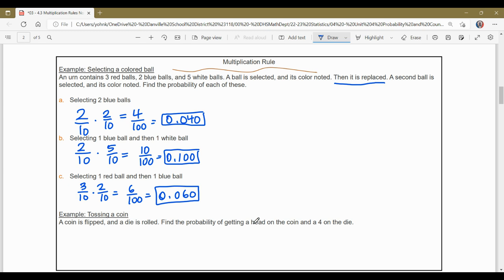The probability of getting a head is 1/2. The probability of getting a 4 on the die is 1 over 6, because there's one 4 out of 6 sides. Multiply them together, I get 1/12. As a decimal, 0.083.